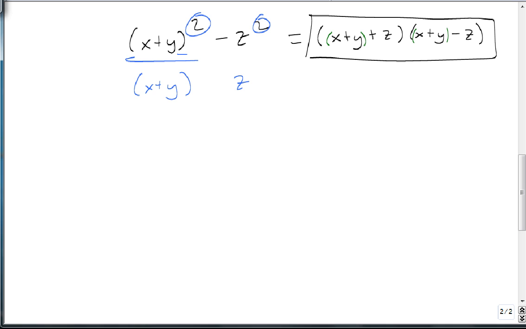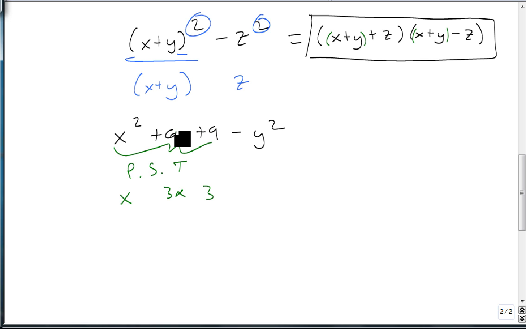Last example, just because I've seen these ones before. Suppose I have x squared plus 6x plus 9 minus y squared. So now I have four terms. And yet my claim is that I'm still going to be able to use the difference of squares formula on this. However, instead of doing grouping like we've always done, I'm going to look inside here and I'm going to recognize that I have a perfect square trinomial. X squared is x. 3 squared is 9. 3 times x is 3x. Twice that is 6x, and so this factors as x plus 3 squared minus y squared.